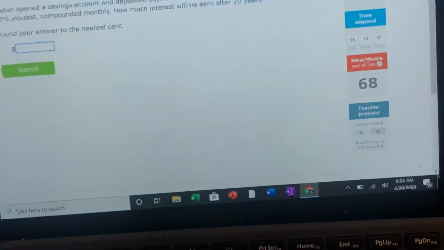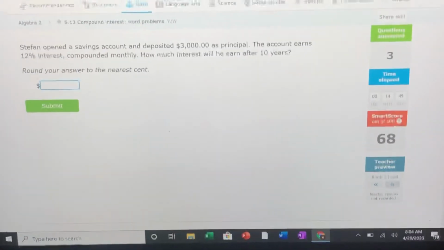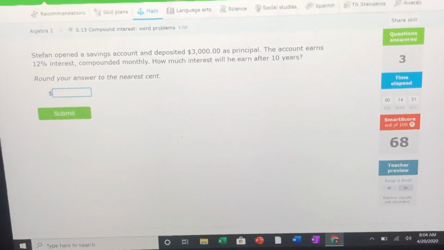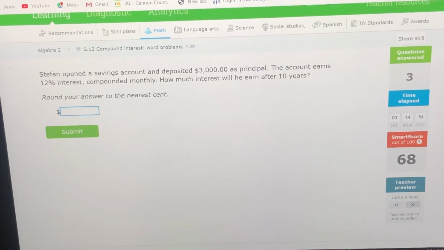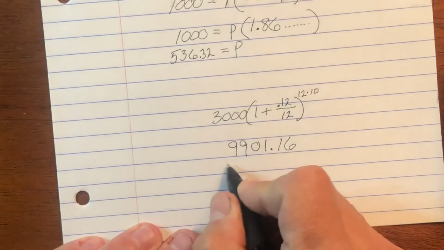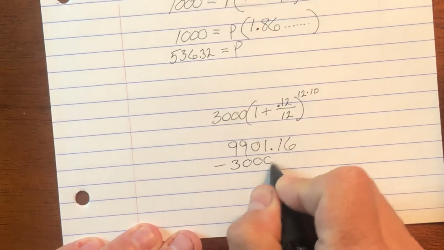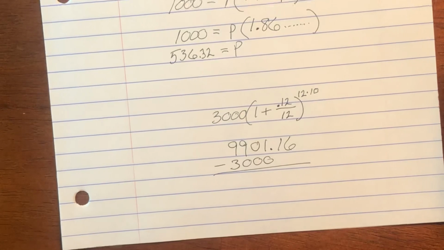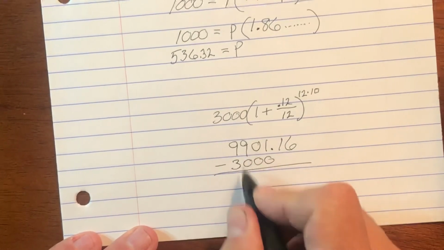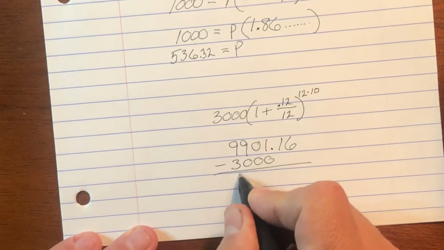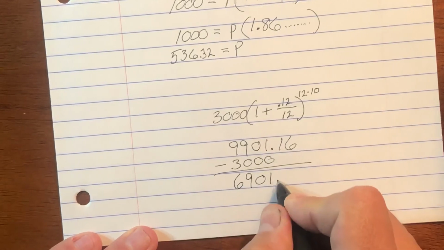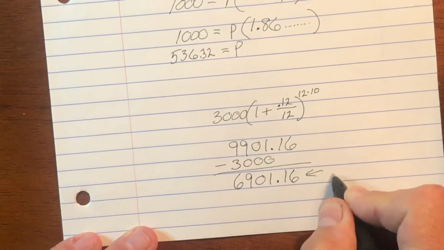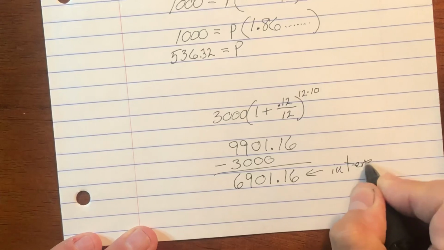Now, what did we say at the beginning? They want us to figure out how much interest was earned. They don't want to know what the final amount of money was. They want to know how much interest was earned. Since we started out with $3,000, we have to subtract off that $3,000 to figure out how much interest was earned. So that's going to be, let's see, this number minus this number would be $6,901.16. This is the amount of interest.